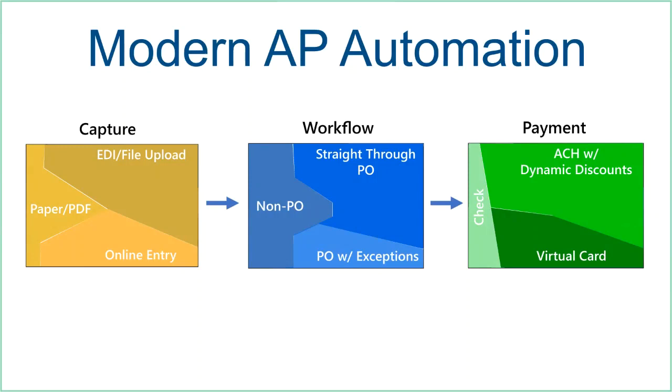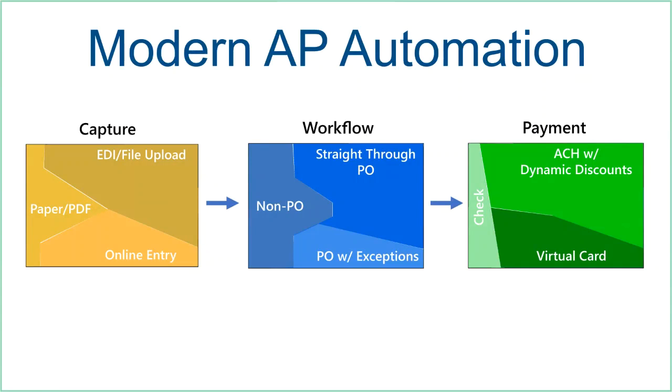On the workflow side, advanced AP automation requires that we can match to POs, with a high percentage of those coming through as straight-through touchless PO-matched invoices. Of course, we're going to have non-PO invoices come in, and those need to be workflowed for approval as they go through the organization. And of course, there are exceptions that need to reach the right people within your organization in a timely fashion and be easy for them to resolve.